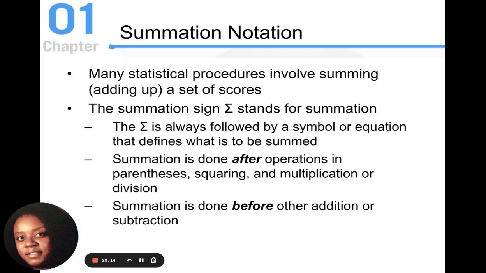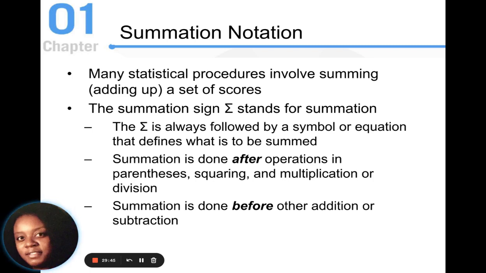Summation notation occurs when many statistical procedures involve summing or adding up a set of scores. The summation sign is kind of that backwards E that stands for summation, and it's always followed by a symbol or an equation that defines what is to be summed. The summation is done after operations are first performed, so operations in parentheses, squaring, multiplication, and division have to be done first, and then summation happens.